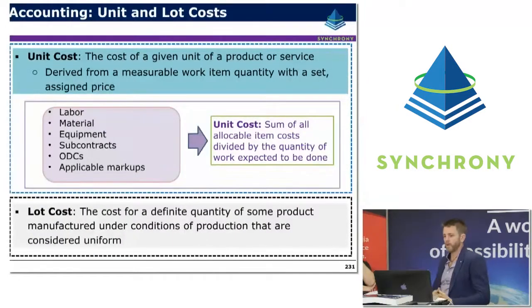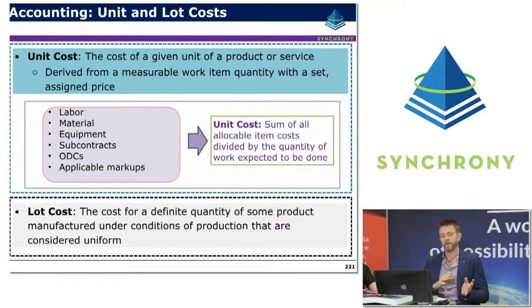So, accounting for unit and lot costs. Unit cost is the cost of a given unit of a product or service, and it's normally derived from a measurable work item quantity within a set that's assigned a particular price. So it can be labour, material, equipment, subcontracts, or even ODCs with their applicable markups. And the unit cost will be the sum of all of those different factors allocated to a particular unit to come up with a value or a cost for that particular unit. So it's a sum of all of them divided by the quantity of work expected to be done to come up with a cost per unit allocation, essentially.